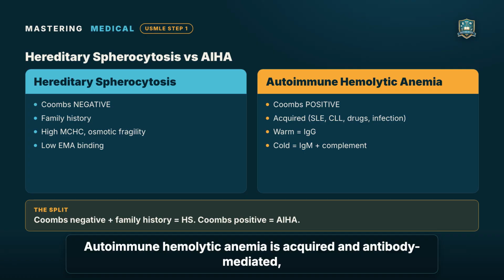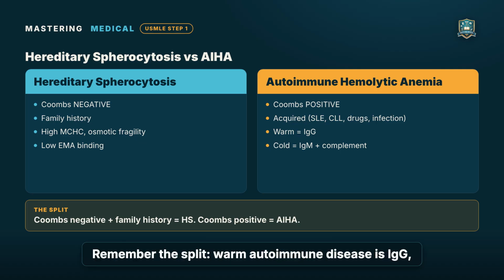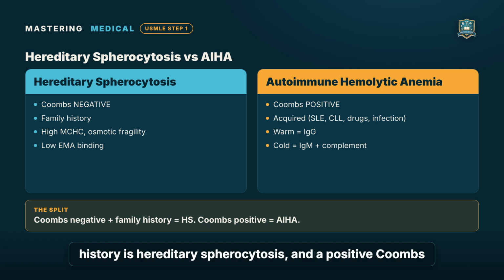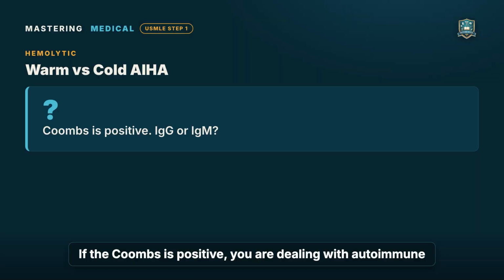Autoimmune hemolytic anemia is acquired and antibody mediated, so the direct Coombs is positive, often from lupus, CLL, drugs, or infection. Remember the split. Warm autoimmune disease is immunoglobulin G, cold agglutinin disease is immunoglobulin M with complement. So the same spherocytes, but a negative Coombs with a family history is hereditary spherocytosis, and a positive Coombs is autoimmune hemolytic anemia.